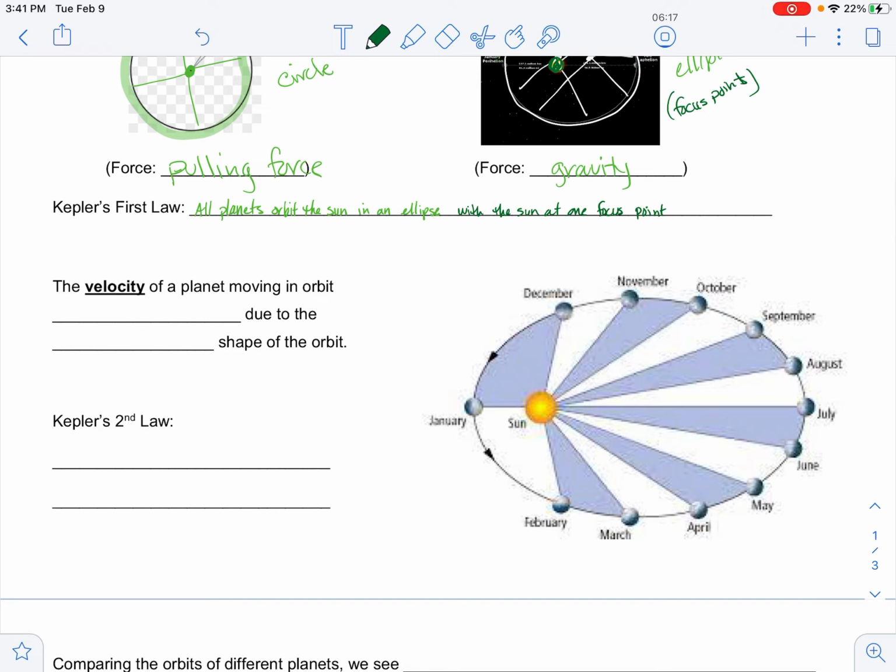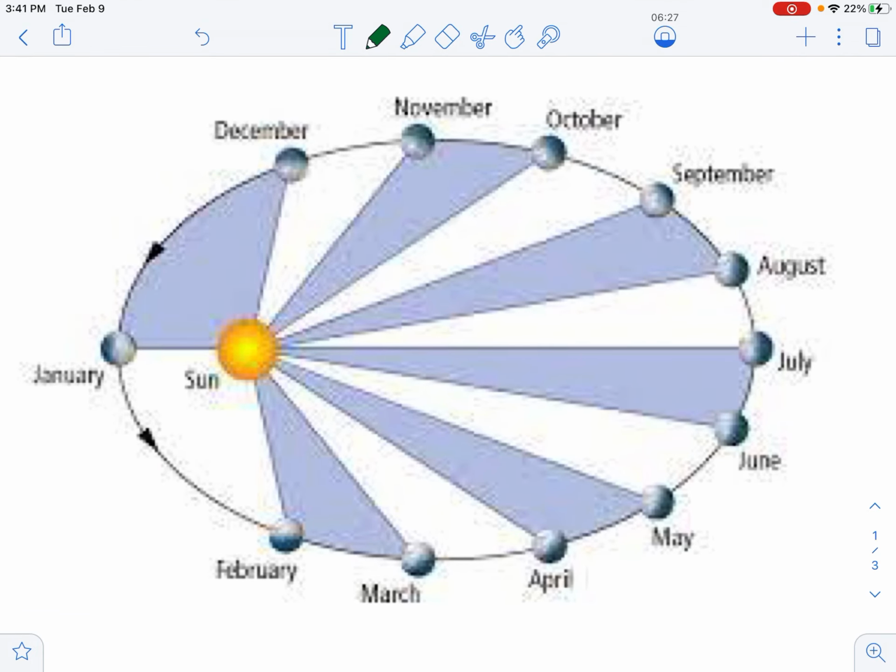Okay, so let's go ahead and talk about the velocity of our planet. Now we know that the velocity is around the edge of the circle, but if you take a look here at this picture, each month has a slightly different length. Let's see if I can highlight that. So January is this long, but February is only that long, and March is only that long. By the time we get over here to July, it's only that long, and then it starts to get bigger again.